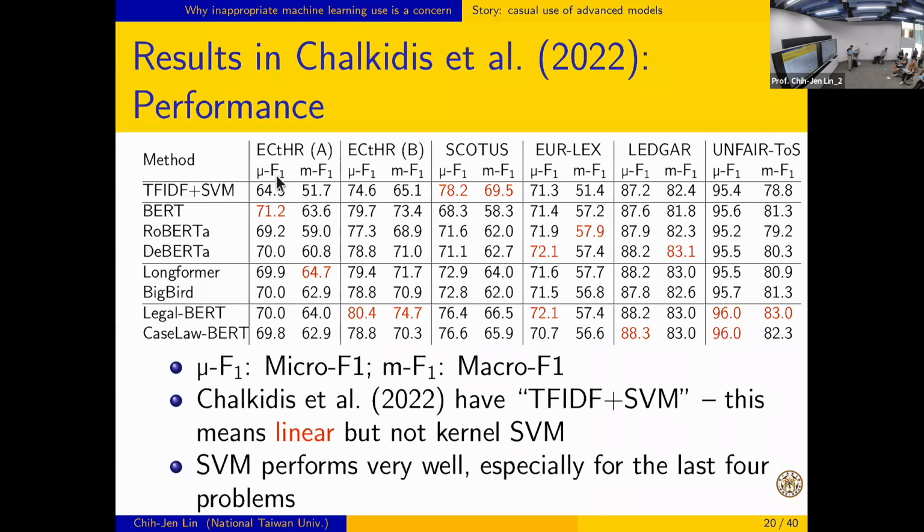And how about their evaluation criteria? They have this MuF1 and MF1. So MuF1 actually means micro F1, and this MF1 means macro F1. So essentially they use micro F1 as well as macro F1 as their evaluation criteria.